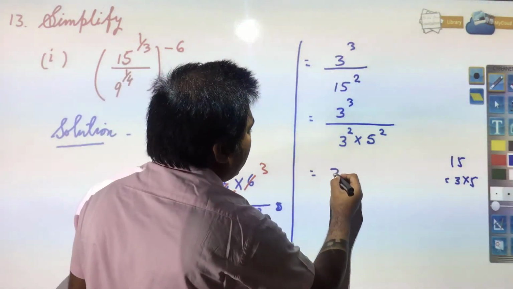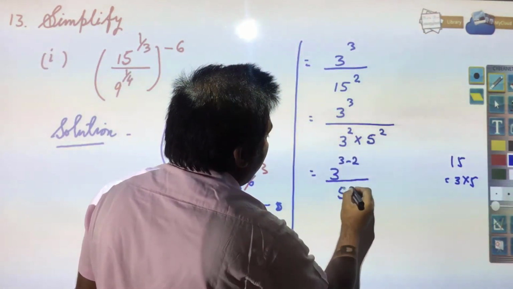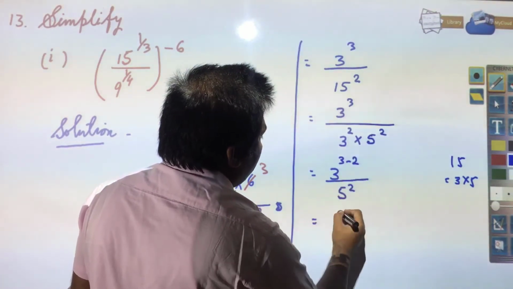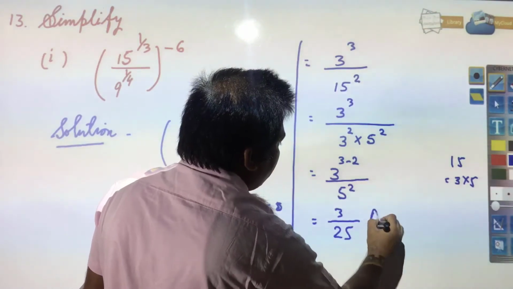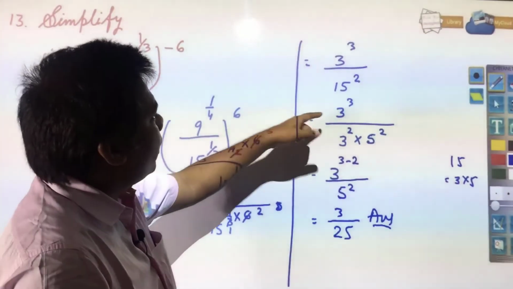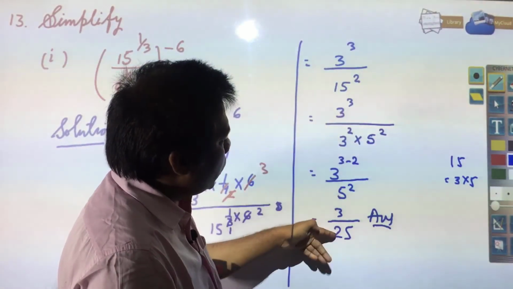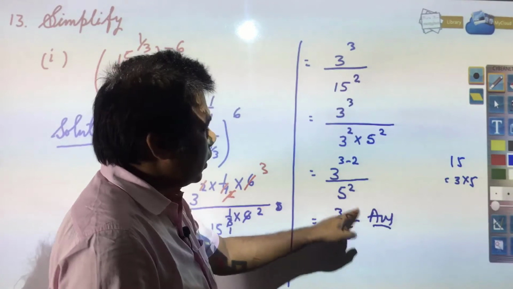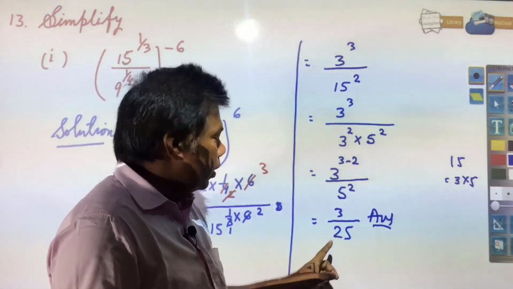So, you will get 3 to the power 3 minus 2 divided by 5 square, and this will be 3 by 5 5s are 25, and this will be your answer. In the book, the answer has been given only up to here, this has been simplified, but further also you need to simplify and your answer will be 3 by 25 in standard form.